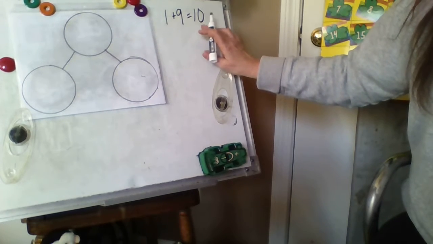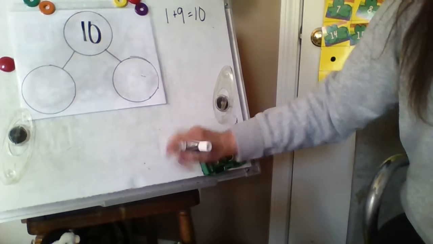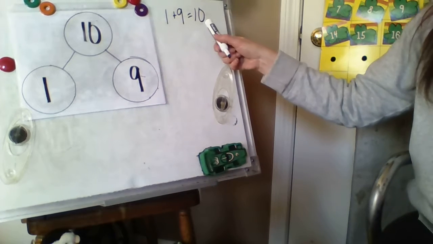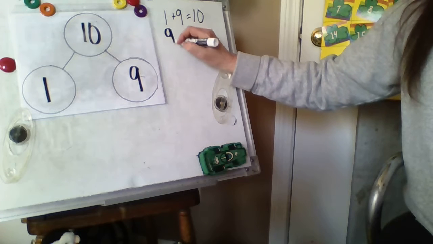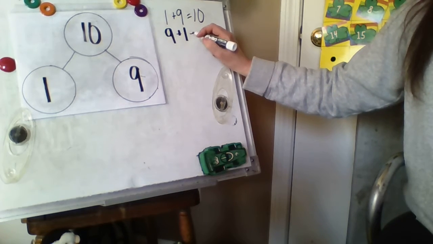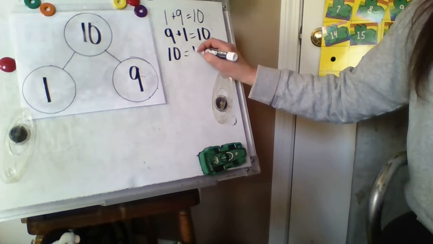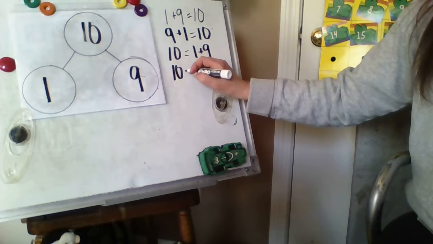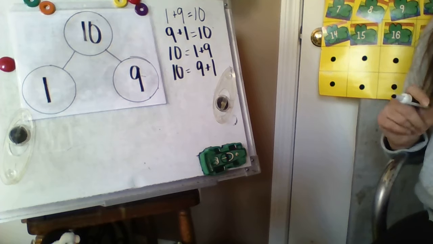The whole number is the 10. And what are the 2 parts? 1 and 9. Can you say the other equations? We have 1 plus 9 equals 10, or 9 plus 1 equals 10, or 10 equals 1 plus 9, or 10 equals 9 plus 1.